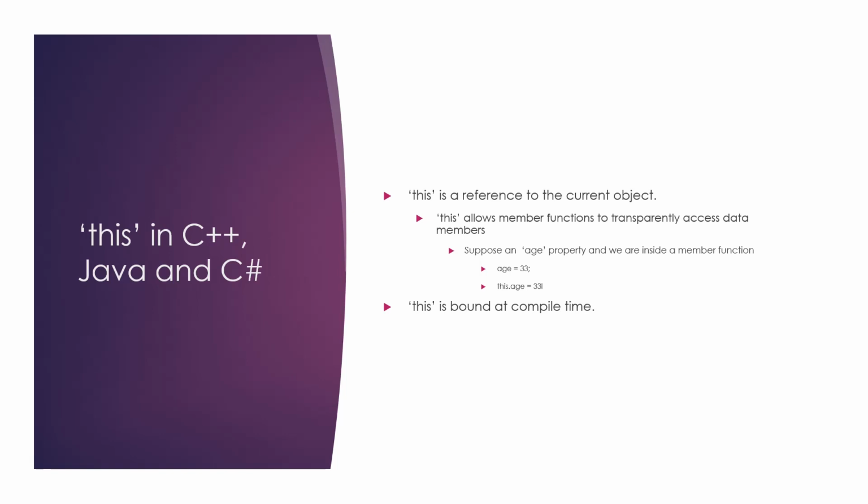This, in these languages, is bound at compile time. Therefore, there's very little flexibility for the programmer here. The compiler interprets what this means, and it always refers to the current object.